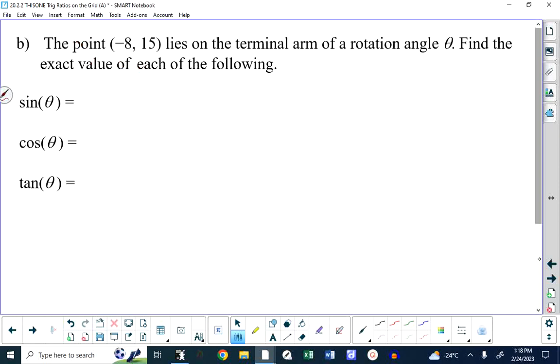What about if we had negative 8, 15? Well, again, we can put tangent. I better write this down. Tangent of a rotation angle is y over x. Sine is y over r. Cos is x over r.